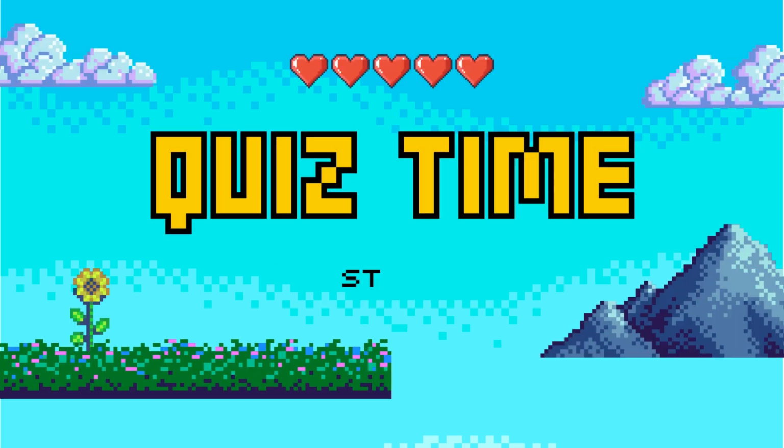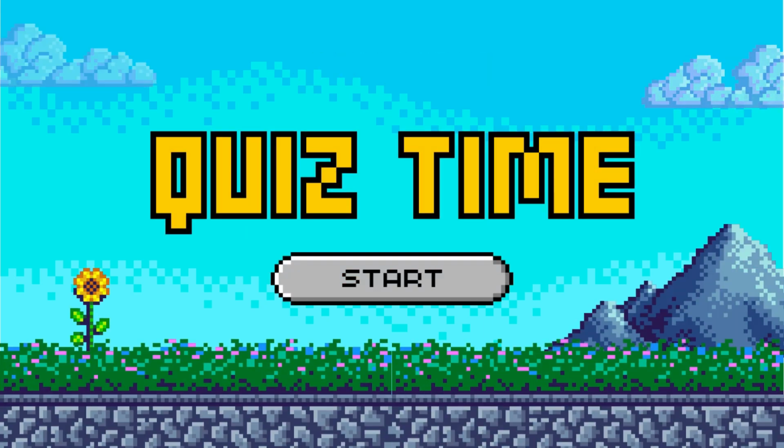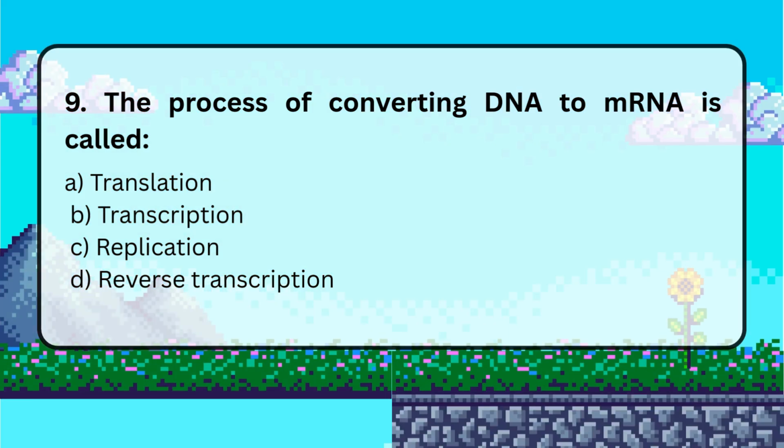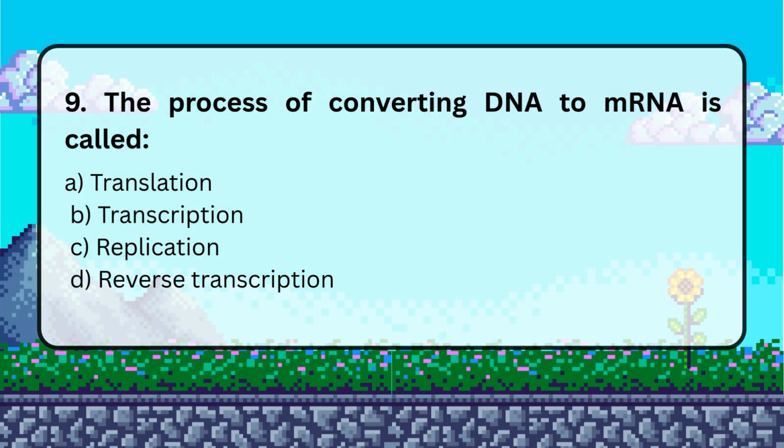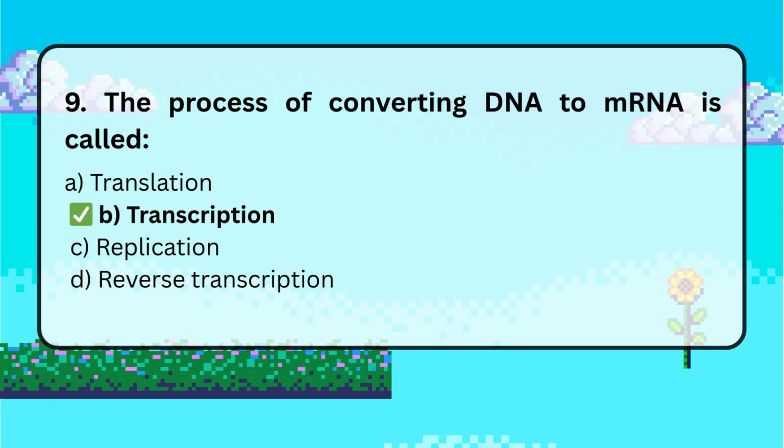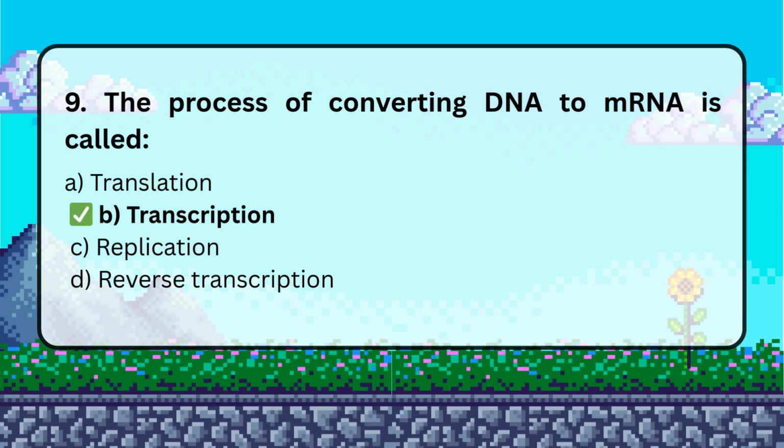Now the MCQ question here can be asked as, the process of converting DNA to mRNA is called. The options are given: translation, transcription, replication, reverse transcription. So the right answer is transcription, because transcription is when DNA is used as a template to make mRNA. Translation is the next step, turning mRNA into protein.